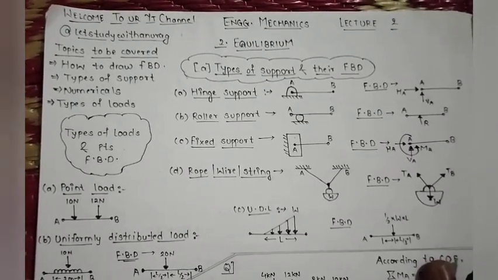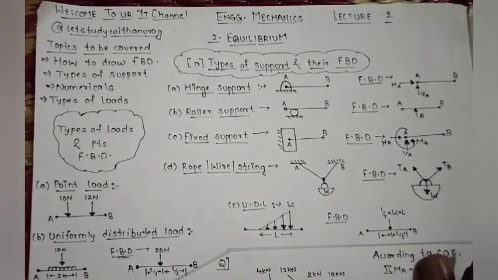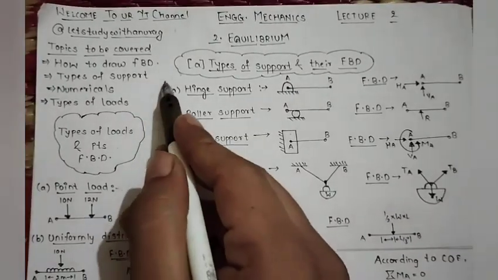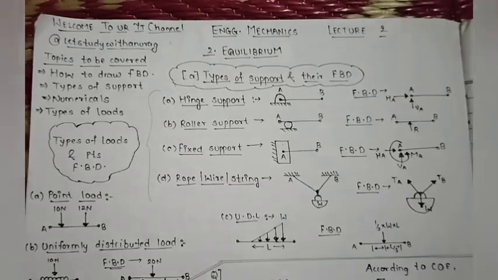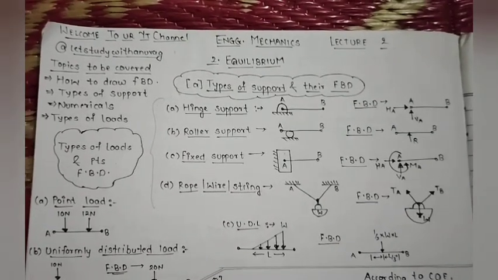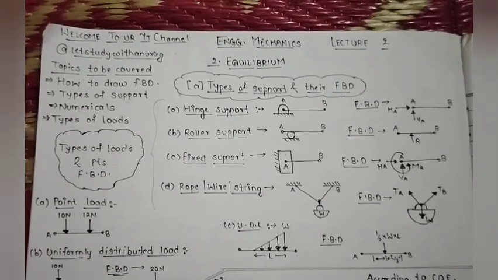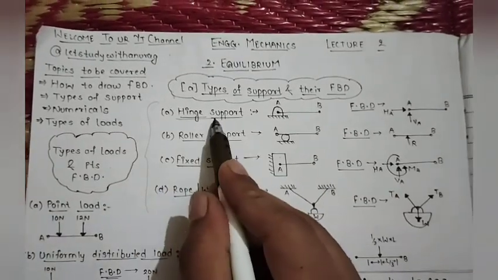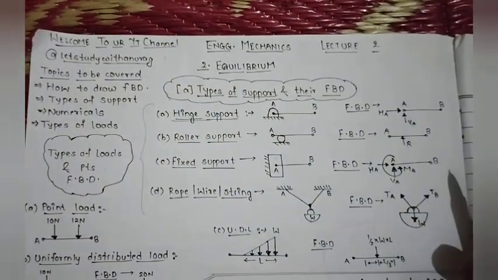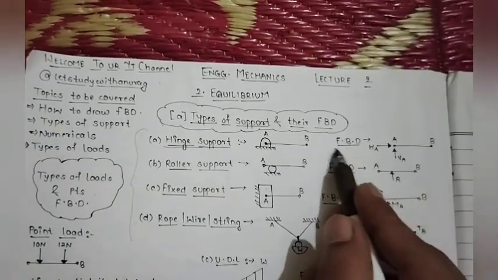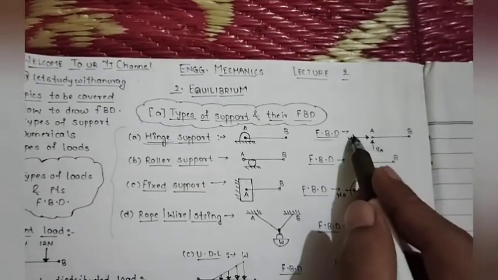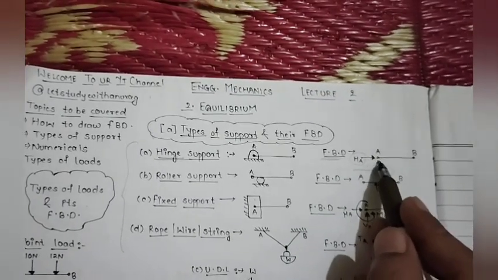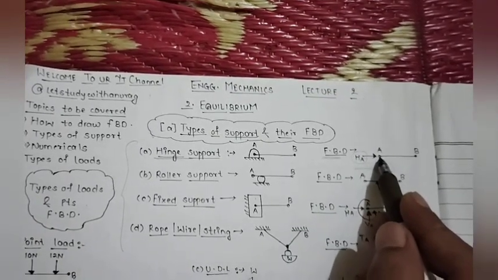So what are the types of supports and how to draw their FBD? First, we are going to start from there. There are four types of supports which we are going to discuss in this video, and only these four types are going to be asked in papers as well. So the first support is hinge support. The FBD for hinge support is like this. You have to draw a horizontal force and a vertical force acting at the point where the hinge is connected.